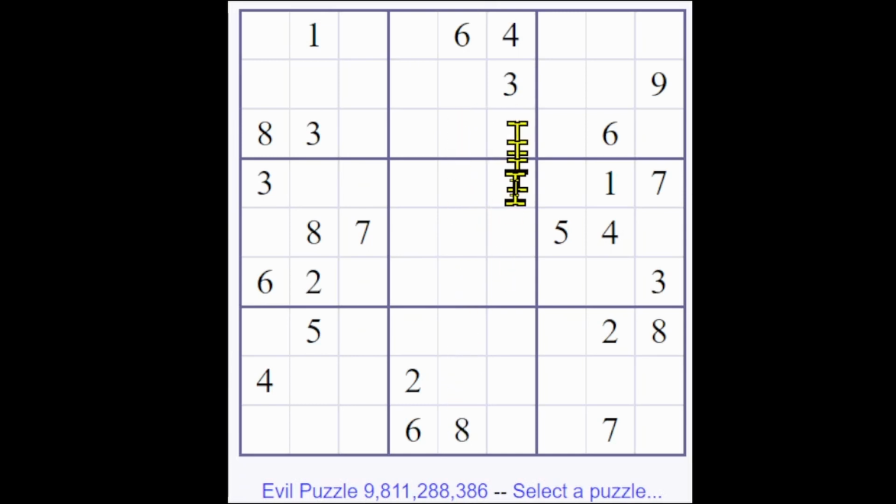Now, for column 6, we need an 8 also. And since there is an 8 here, and there is a ghost 8 here, this is the only cell for an 8 in row 4. And because we found this 8, we now know that this cell here must be a 6.